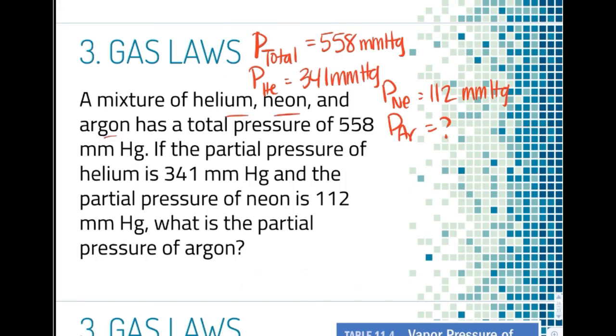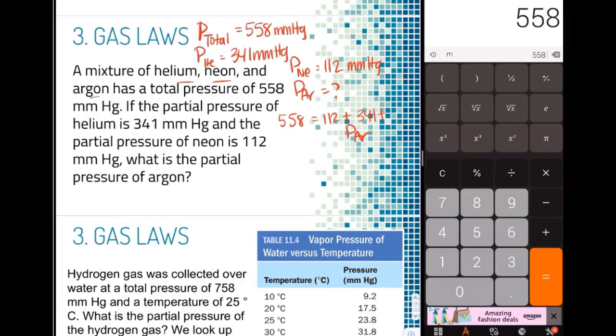Well, they have to add up to the total pressure, so we've got to add up to 558 here, plus whatever the pressure of argon is. Okay, so I'll do 558 minus 112 minus 341 to get my pressure of argon as 105, and the unit here is millimeters of mercury. So that's how you would do a partial pressure problem.